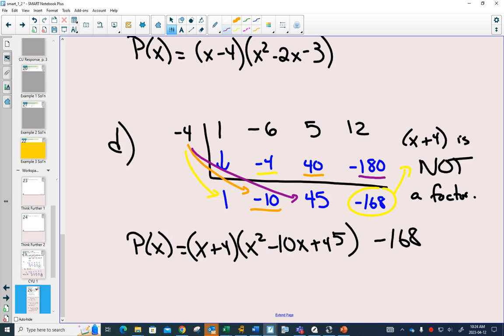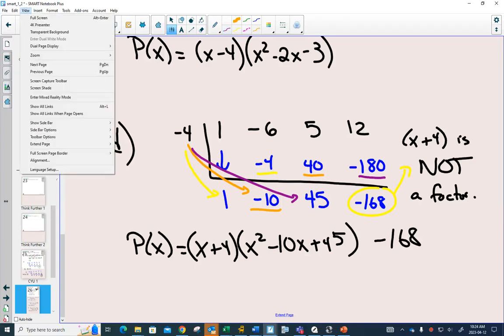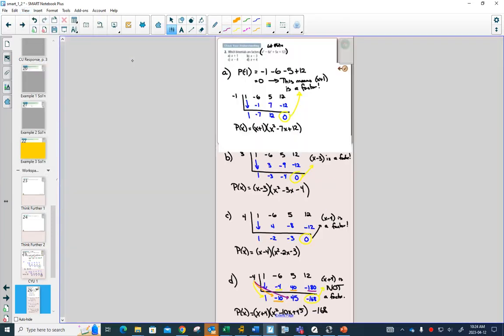So if we look at everything that we've done, we found 3 factors for this. And what's coming next is you're going to get a question that says, can you factor this completely? And because it's an x cubed, and we found 3 factors, we know that this is going to equal x plus 1 times x minus 3 times x minus 4. And this would be factoring it completely.